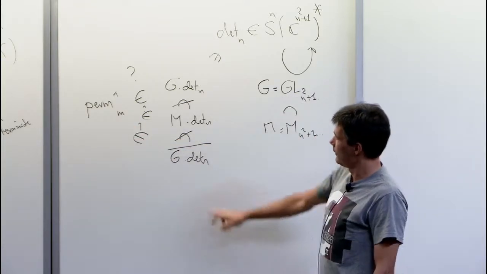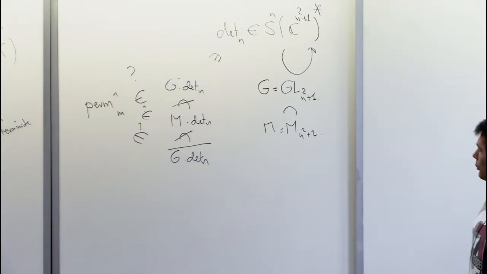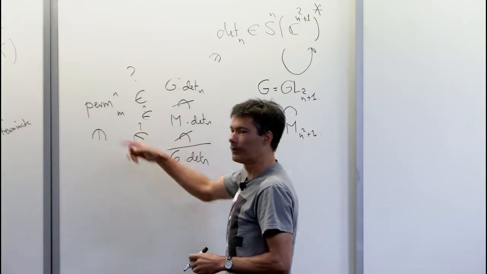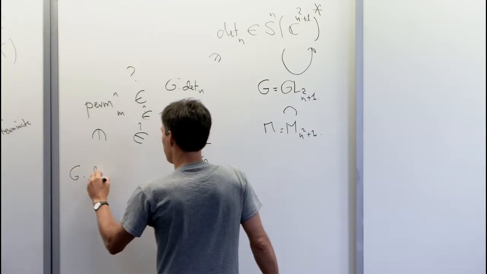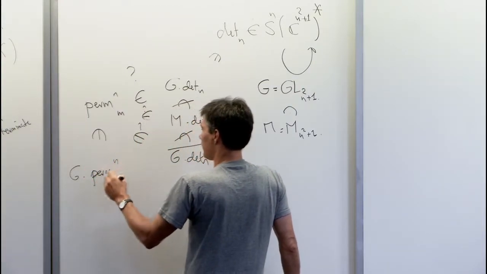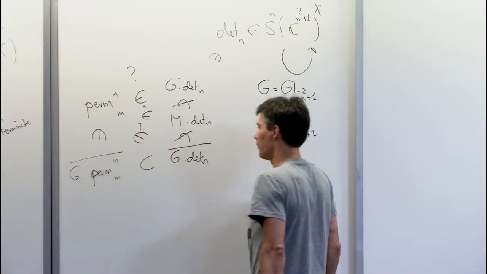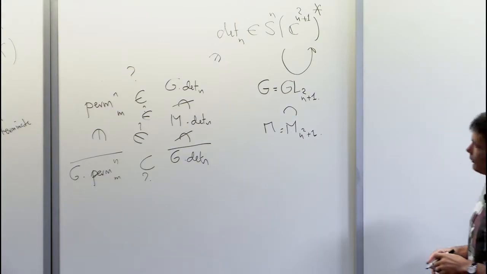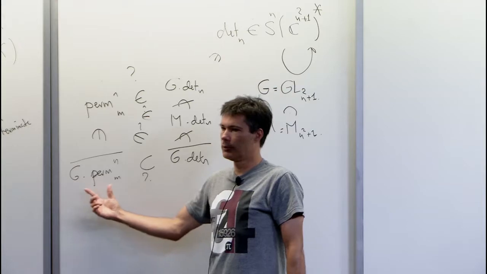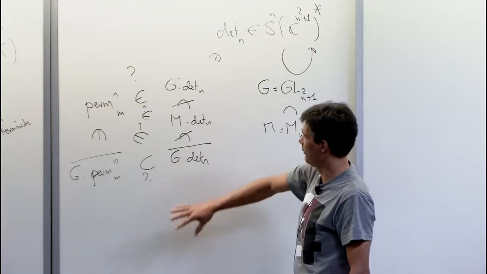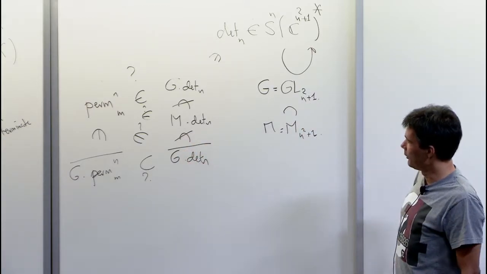when is the padded permanent inside the closure of the orbit of the determinant? Equivalently, we can apply also the group G to the padded permanent, look at the orbit and take the closure. So the question becomes essentially this one. We have two orbit closures under the action of this group, and the question is, is the orbit closure of the padded permanent contained inside the orbit closure of the determinant?